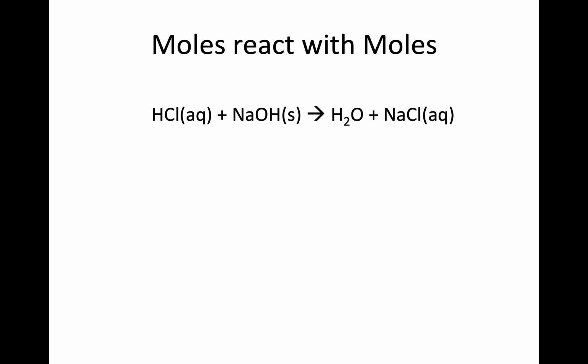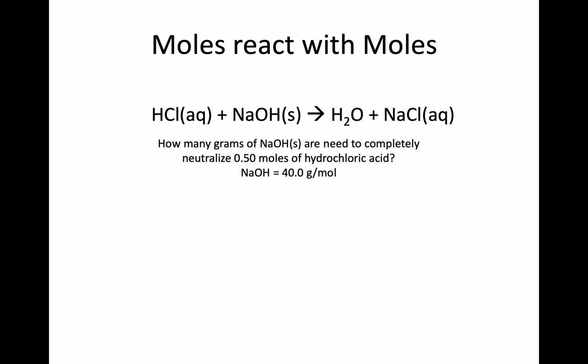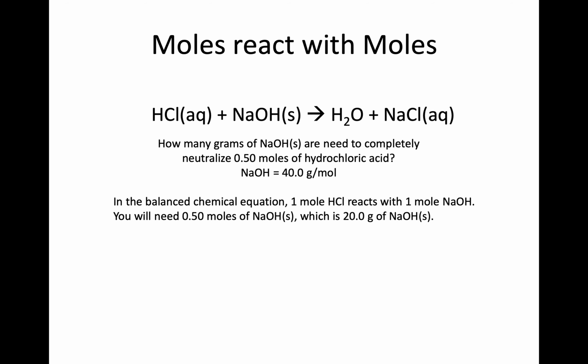Next idea. We saw previously when we looked at balanced chemical equations that moles react with moles. So consider this question. We have hydrochloric acid reacting with sodium hydroxide in a neutralization reaction. How many grams of sodium hydroxide solid are needed to completely neutralize half a mole of hydrochloric acid? The molar mass is given for the sodium hydroxide. When I look at that balanced equation, 1 mole of HCl reacts with 1 mole of sodium hydroxide. So I can quickly see that I'm going to need half a mole of sodium hydroxide, and given the molar mass, that would be 20 grams.